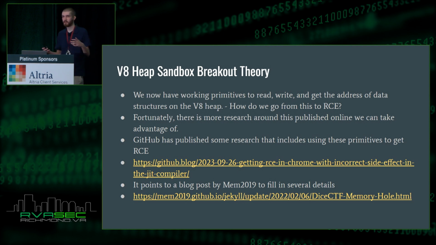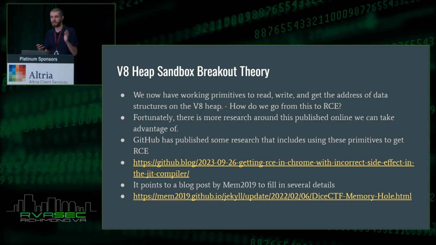We can read from the V8 heap, write to the V8 heap, and get the address of JavaScript objects on the V8 heap. How do we get remote code execution with that? So there's a lot of research on this online, and it's kind of changed over time. Originally, there were strategies that involved taking advantage of WebAssembly, RWX segments that you could interact with from the V8 heap, and you could just write your shellcode in WebAssembly and jump to that.